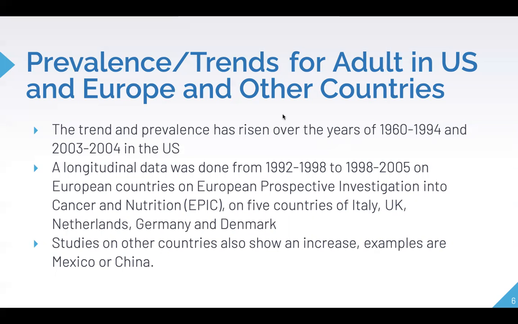And the study done on Europe was on 5 countries, which are Italy, UK, Netherlands, Germany, and Denmark. The research was done from 1992 to 1998, and then from 1998 to 2000 and 2005. It indicated that adult obesity increased from 13% to 17%, with the prevalence reaching 30% by 2015 in these populations. And other countries such as Mexico or China has also shown an increase.